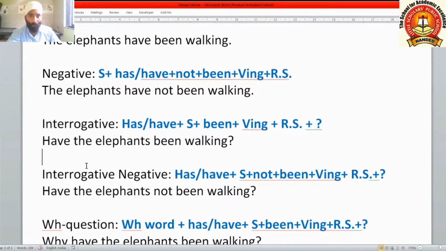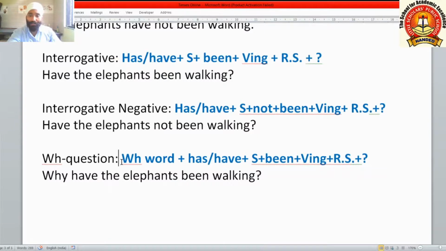Let us see the negative form of question. Has/have plus subject plus not plus been plus verb with the ing form plus remaining sentence plus question mark. Have the elephants not been walking? Here, as it is an interrogative sentence, you have to use this not after the subject. And if you want to write its contracted form, you can write: Haven't the elephants been walking?